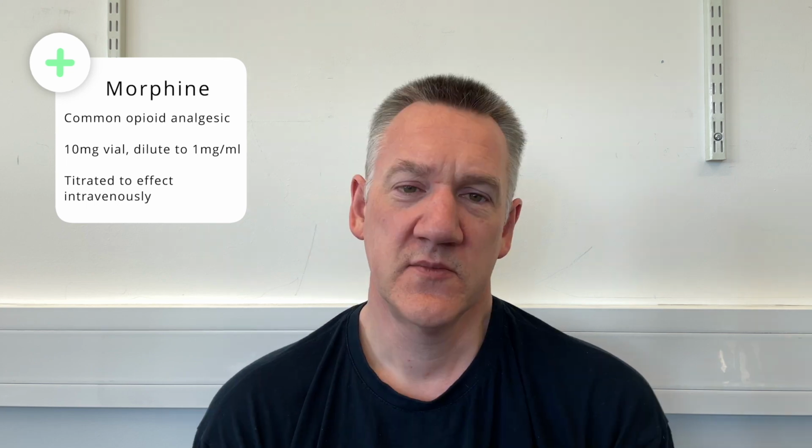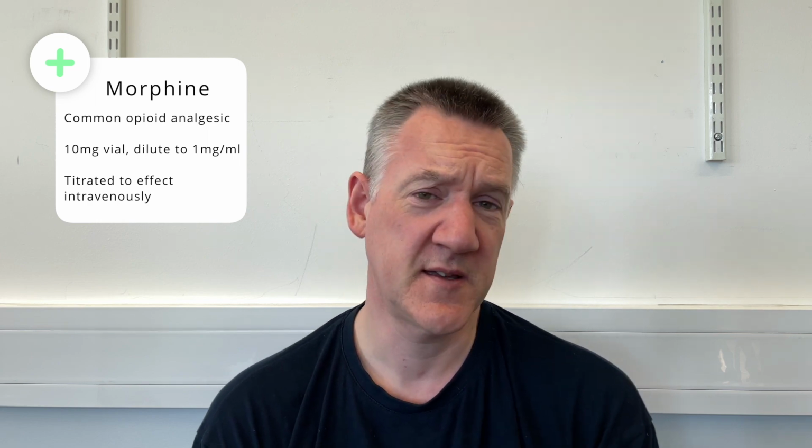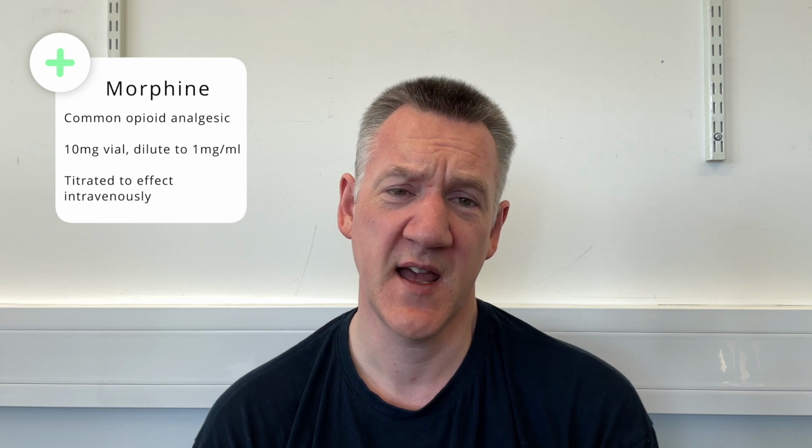Moving on to morphine. Morphine is another drug you'll be familiar with. We use it quite a lot. It's cheap and cheerful. It's a CD, so obviously you keep it in a locked box and need access to it. We make it up in 10 milligrams in 10 mils, so it's a milligram per mil. Morphine is given intravenously and we titrate to effect. You can always give more, but you can't take it back, so it's best titrating up to adequate analgesia.